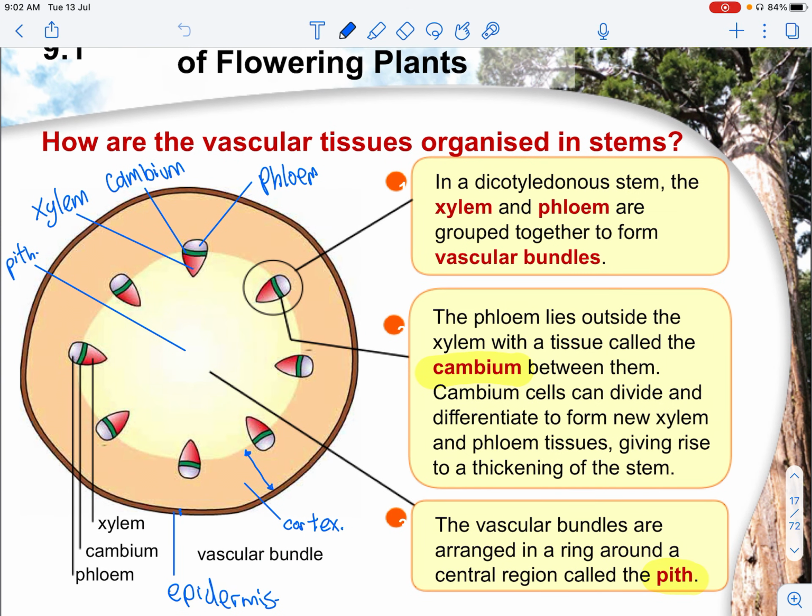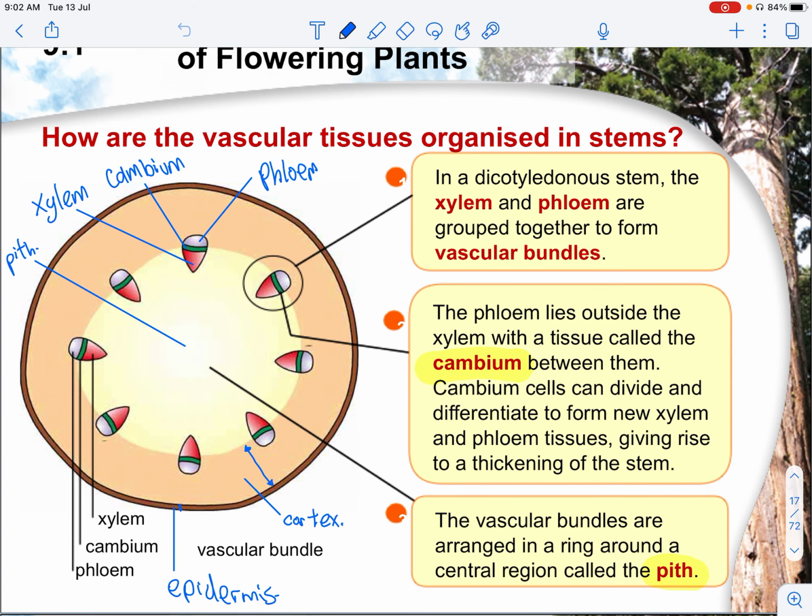So generally, this is how the vascular bundles are organized, and you could see that the xylem is located on the inner side of the vascular bundles, which is over here. And what happens is it separates the xylem and the phloem. There is a cambium. The cambium helps to ensure that the cells can differentiate and divide, and together they will form the whole vascular bundle. In the middle of the stem is your pith.